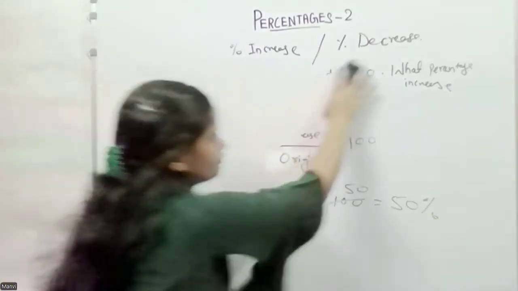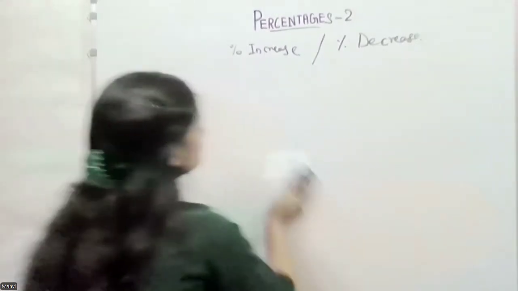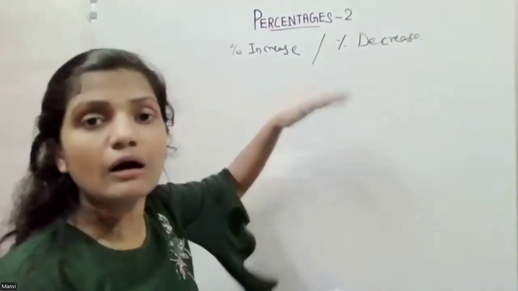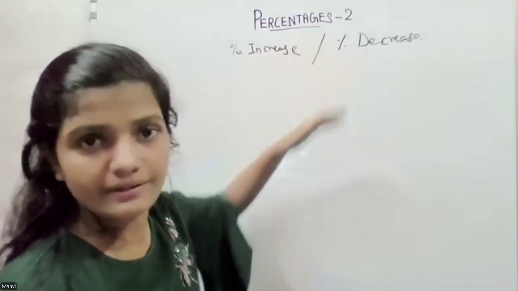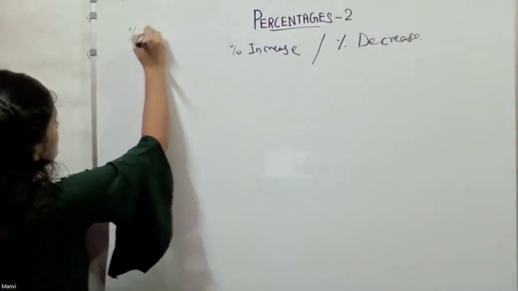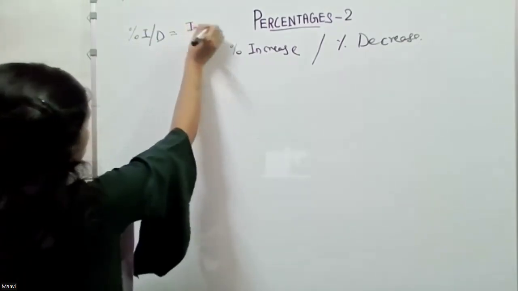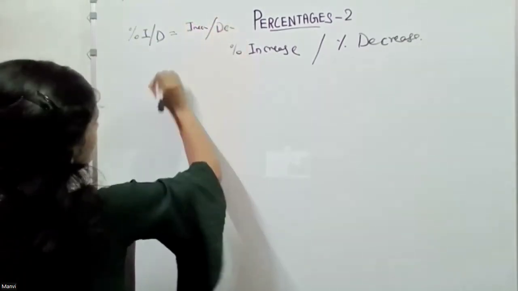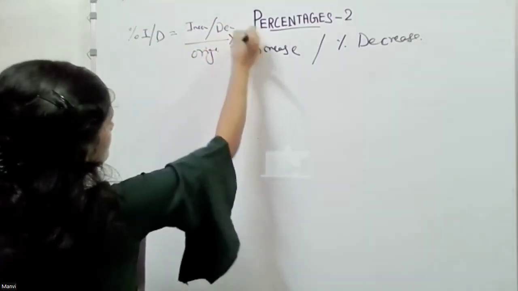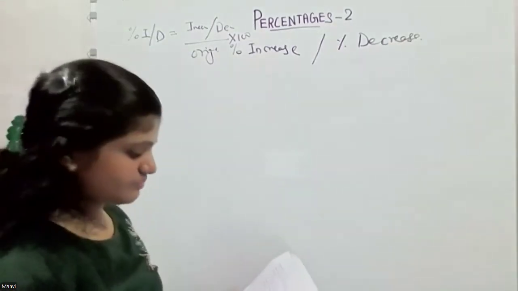So it's very easy to find this value. How do we calculate the percentage of increase and decrease? First, find the amount it increased by or decreased by. Then percentage increase or decrease equals the increase value or decrease value divided by the original, times 100.